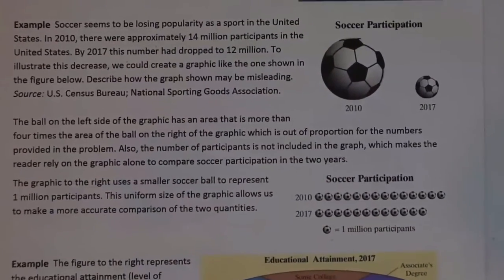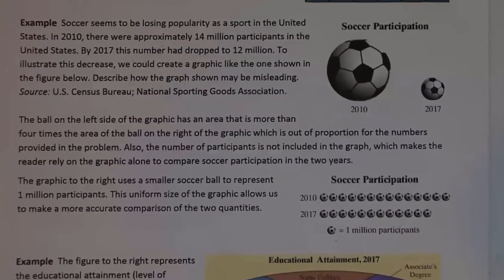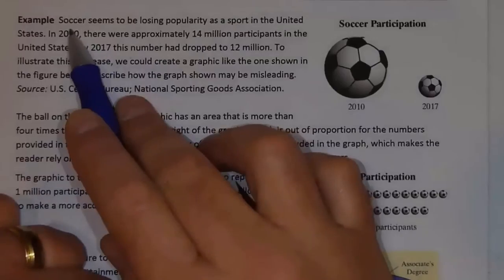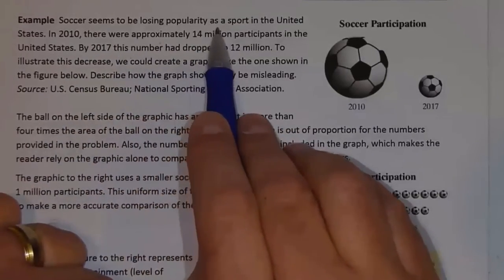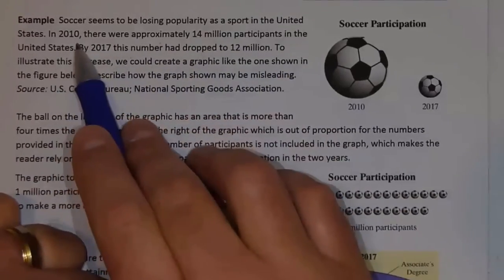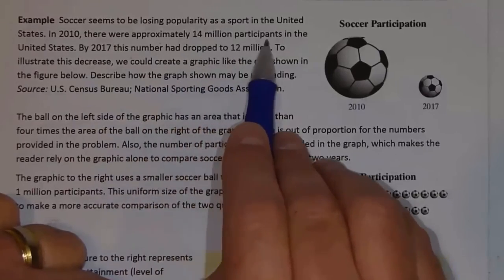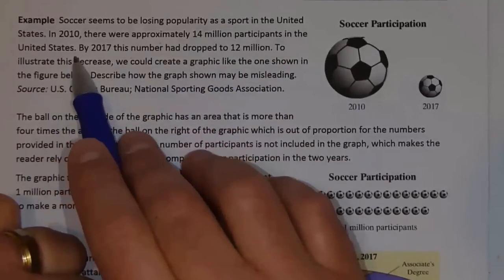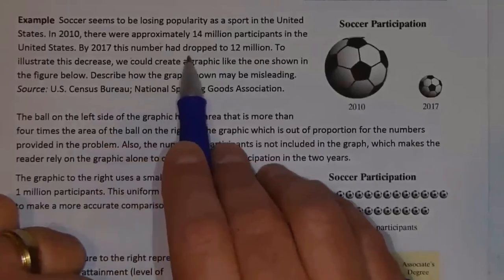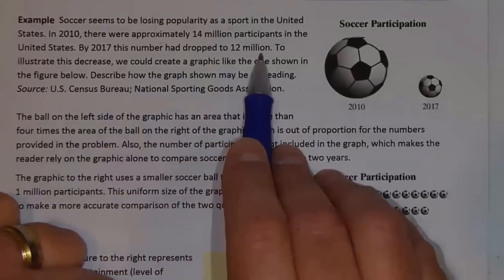Another example, this is done all the time. It is never, ever a good idea to try to use the comparison of the sizes of two objects to try to make a statement about how something has changed. It's almost always misleading. So soccer seems to be losing popularity as a sport in the United States. In 2010, there were approximately 14 million participants in the United States. By 2014, this number had dropped to 12 million.